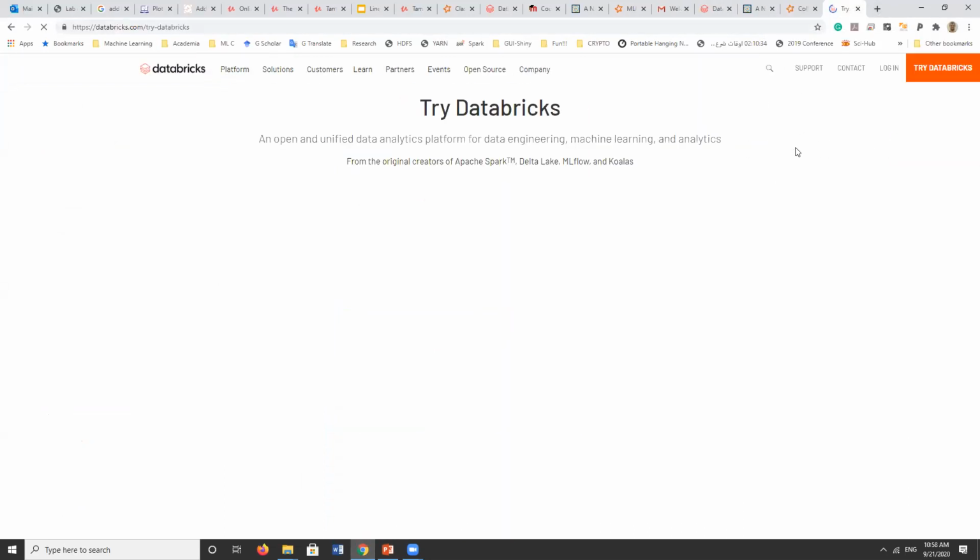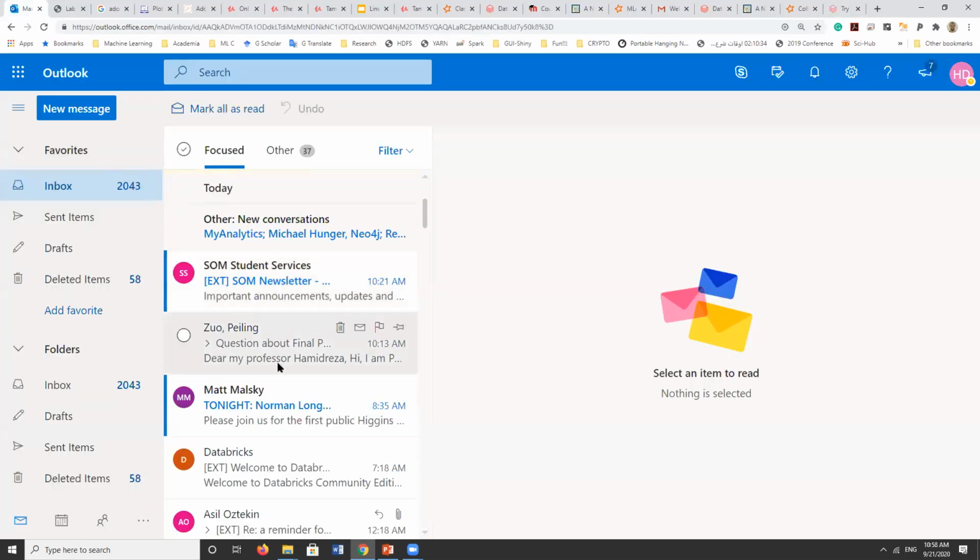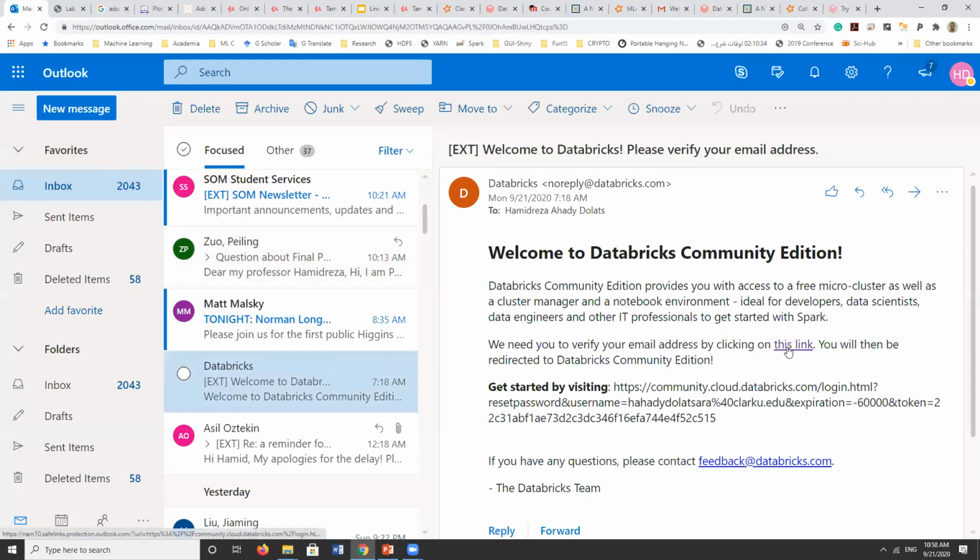So just copy and paste the link, put your information here, and sign up. Since I already signed up, I cannot do it again. But basically, it's just first name, last name, email, and here you can say you want it for education. When you sign up, you get a link in your email address. Let me show it to you. Then click on this link, and then just select the community version.